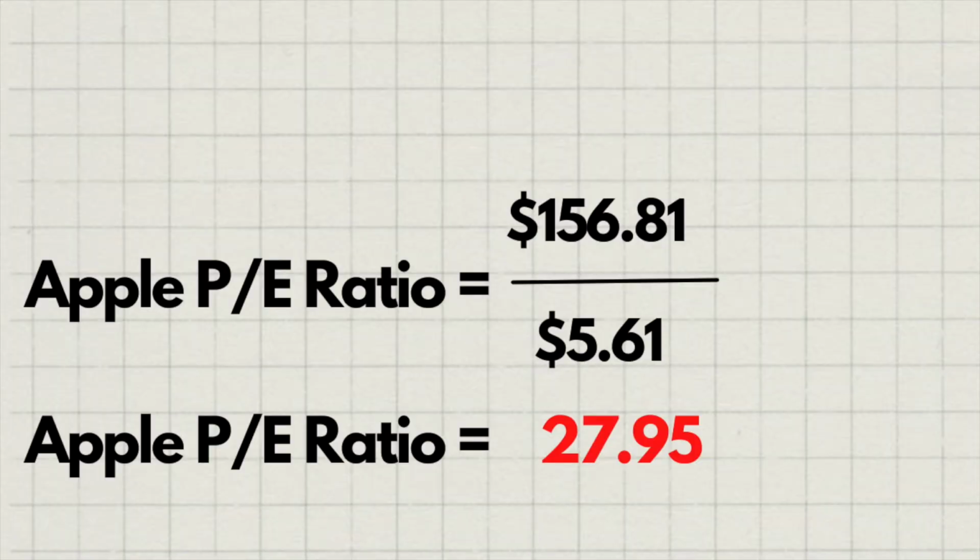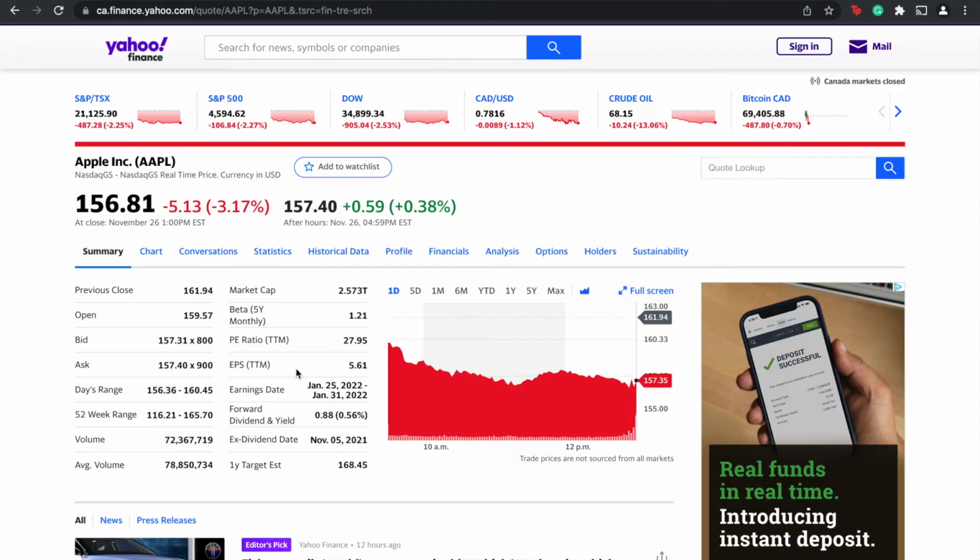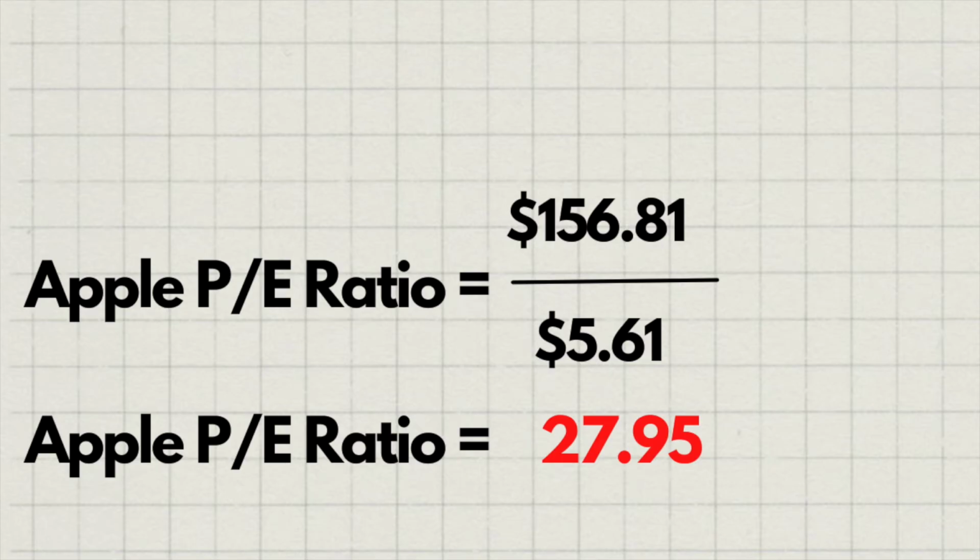So there we go, 156.81 divided by 5.61, and that equals 27.95. Just like it's shown here on the page, 27.95. So yeah, this number's fine and dandy. We got 27.95. But what does that mean? Well, I'm about to tell you.